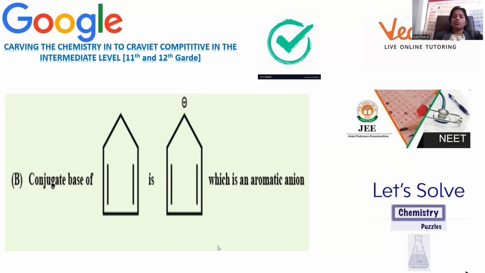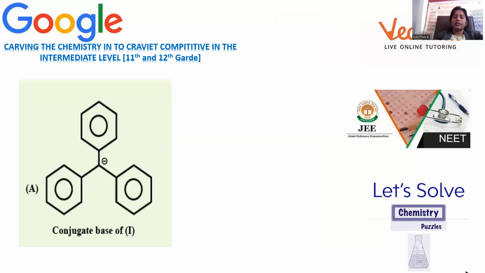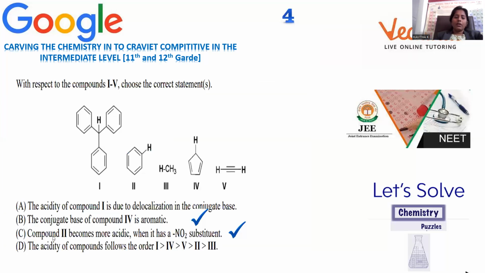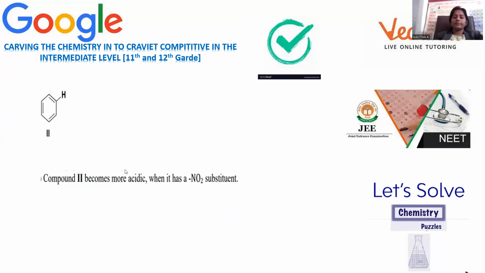So that 4n plus 2 rule will be obeyed, and it is an aromatic system, so we can say it is the correct answer only. Compound 2 becomes more acidic when it has an NO2 substituent. They are saying compound 2 is simply benzene. So this benzene is not acidic actually, but what they are saying is it will become more acidic whenever NO2 substitution is introduced. NO2 will be the substituent over there.